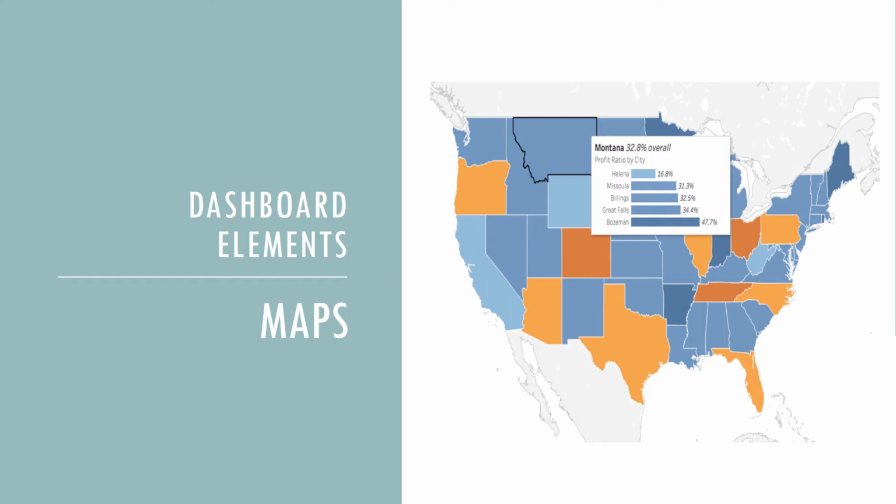Maps are a no-brainer for visualizing any kind of location information, whether it's postal codes, state abbreviations, country names, or your own custom geocoding. If you have geographic information associated with your data, maps are a simple and compelling way to show how your location correlates with trends in your data.